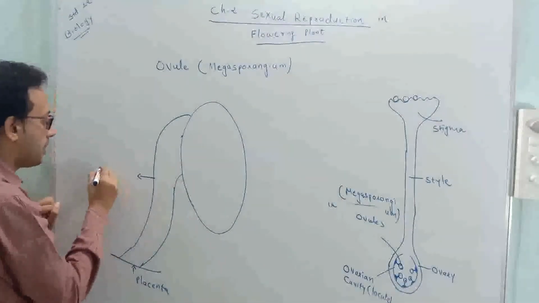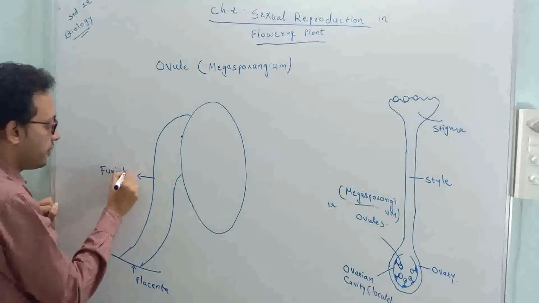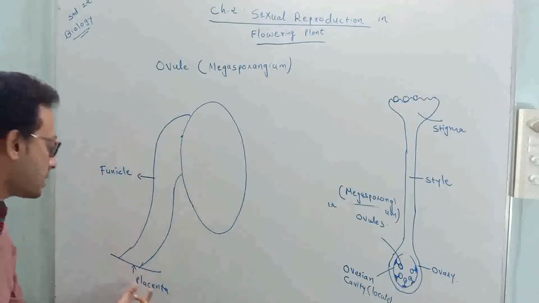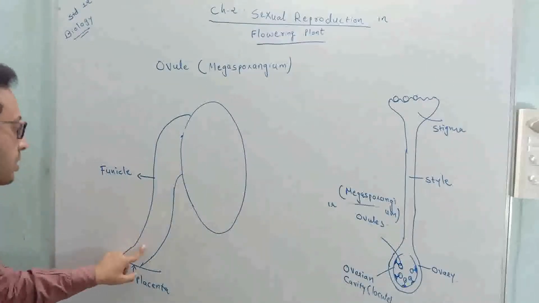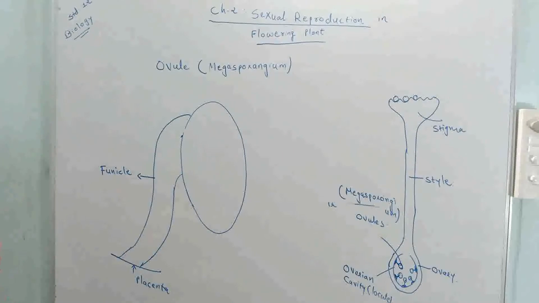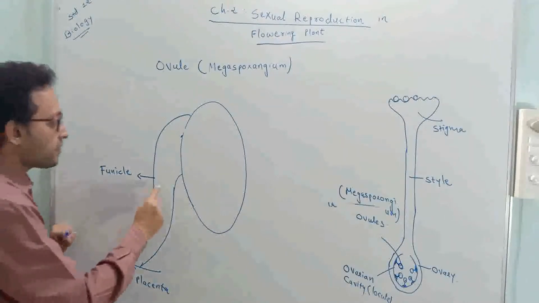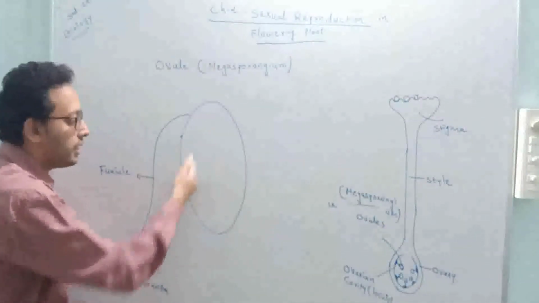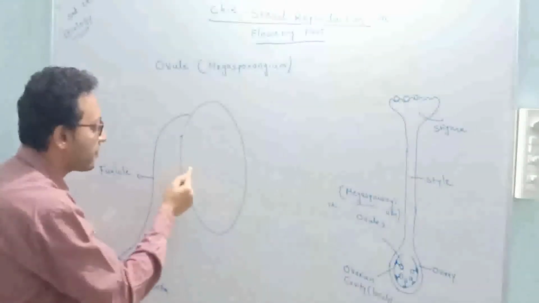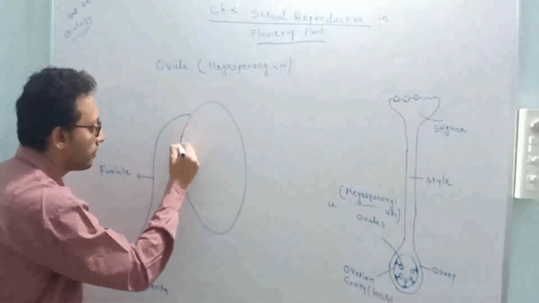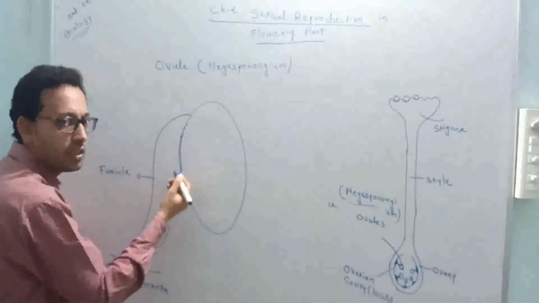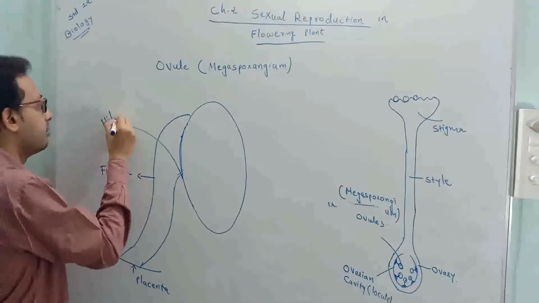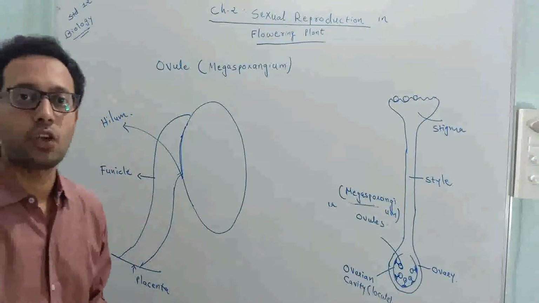This stalk is called funicle. Clear? So what is a funicle? The ovule is attached to a placenta by a stalk-like portion. This stalk-like portion is called funicle. Next, this funicle attaches to an ovule at a certain part of the ovule. The part of the ovule where the funicle attaches is called hilum.